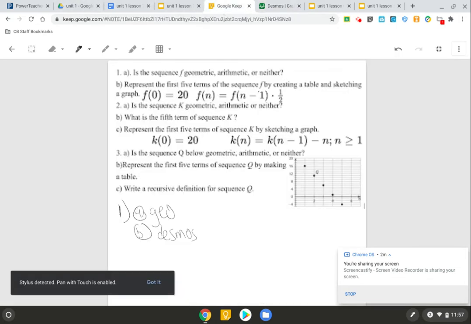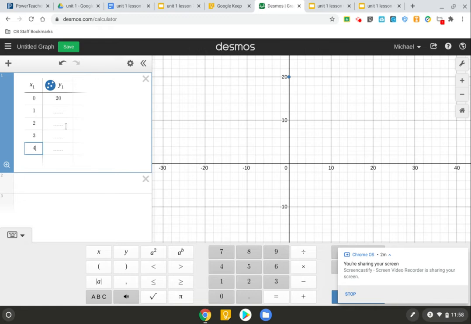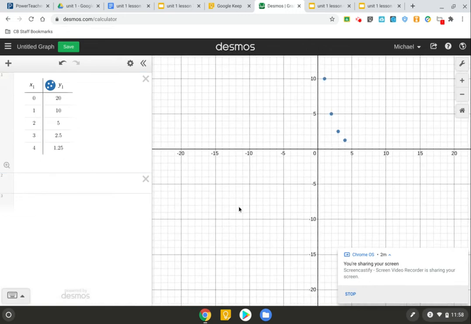Remember, the recursive rule tells us that each new term is equal to the previous term times 1/2, so each new term is going to be half the previous term. Half of 20 is 10, half of 10 is 5, half of 5 is 2.5, and half of 2.5, you may need your calculator, is 1.25.